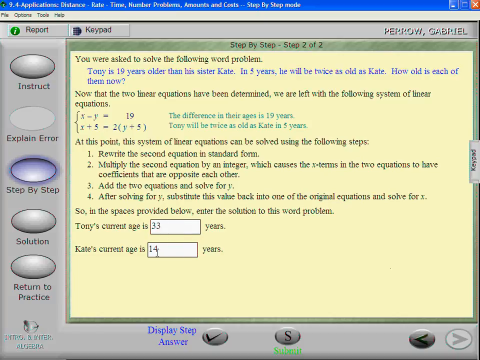And then just check and see if it makes sense. If I were to add 5 to each of those numbers, would I get a doubling? If I add 5 to 14, I get 19. If I add 5 to 33, I get 38. 38 is indeed twice as much as 19. So that problem makes sense.